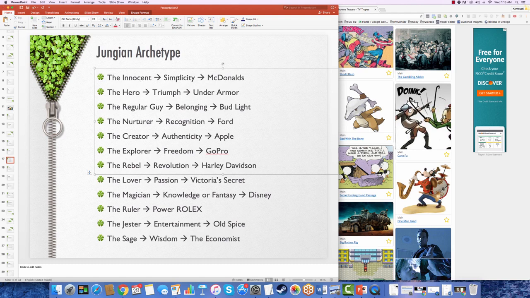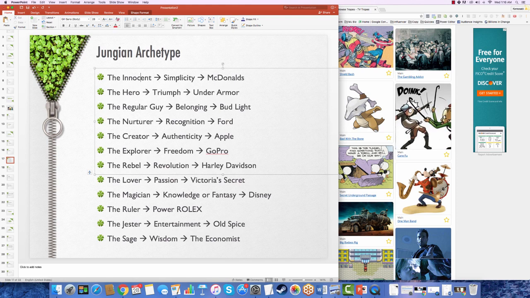One of the brands that does this best is McDonald's. You get what you get with McDonald's. It's simple. You know what it tastes like. You ate it as a kid. It's something that you can relate to, that level of innocence and simplicity. And unless you're really against McDonald's as a fast food company, like some markets are, like the health market and things like that, then you're going to perceive McDonald's as the innocent.